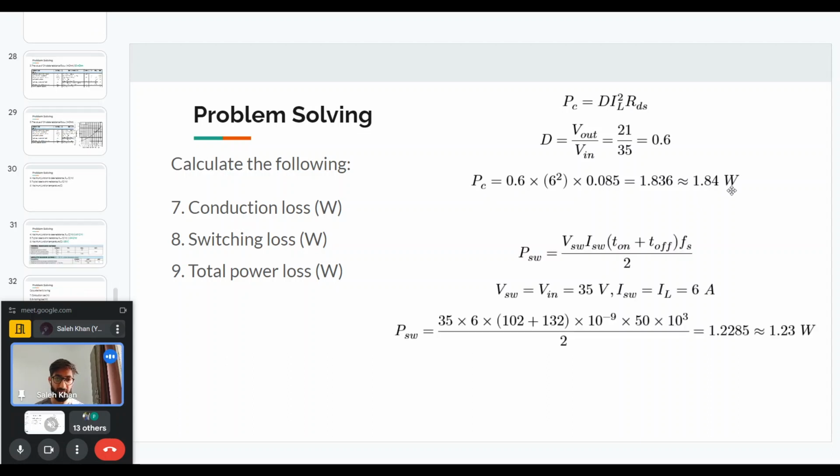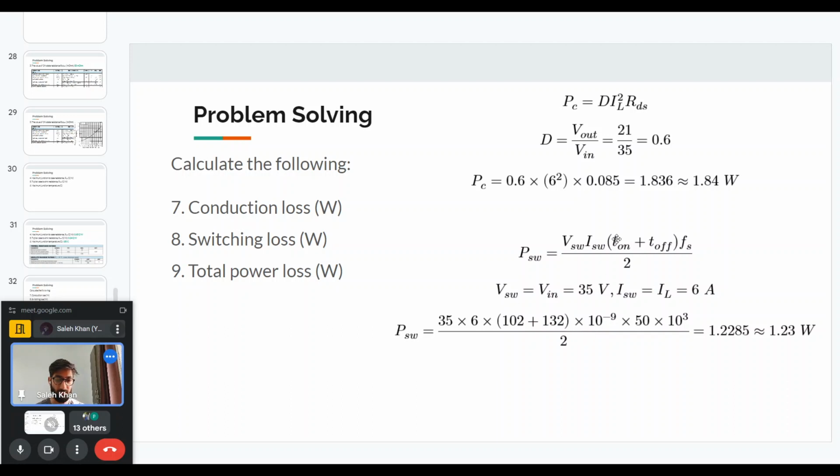So next we can find the switching loss. It is basically given by this expression. We know T on, we know T off previously. Fs is the switching frequency, which is 50 kilohertz in the question. VSW, as I said before, for a buck converter, VSW is Vin, which is 35 here. And the question itself tells us we have to assume that ISW is equal to IL, which here is 6 amperes. So we substitute all these.